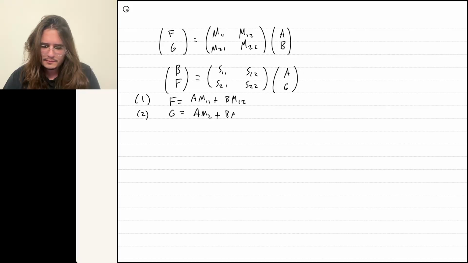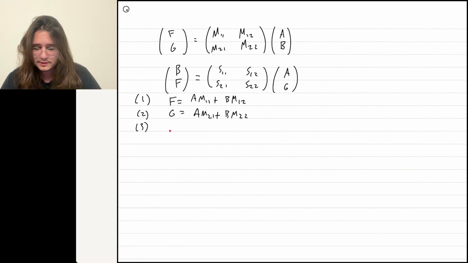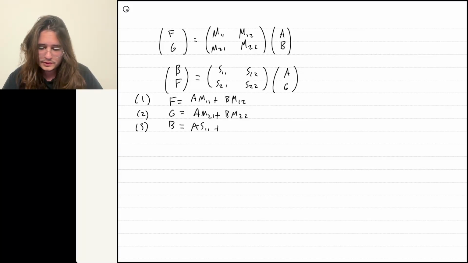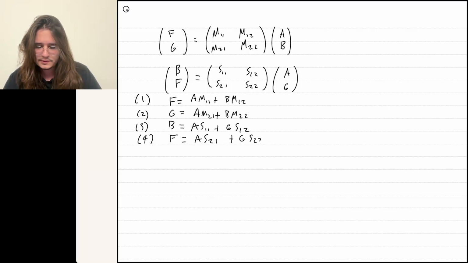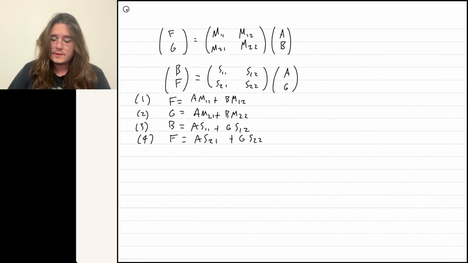plus B M22. And then equation 3 is now the expansion of the S matrix linear equation. So it's B equals A S11 plus G S12. And then equation 4 looks like F equals A S21 plus G S22. Why is this useful?